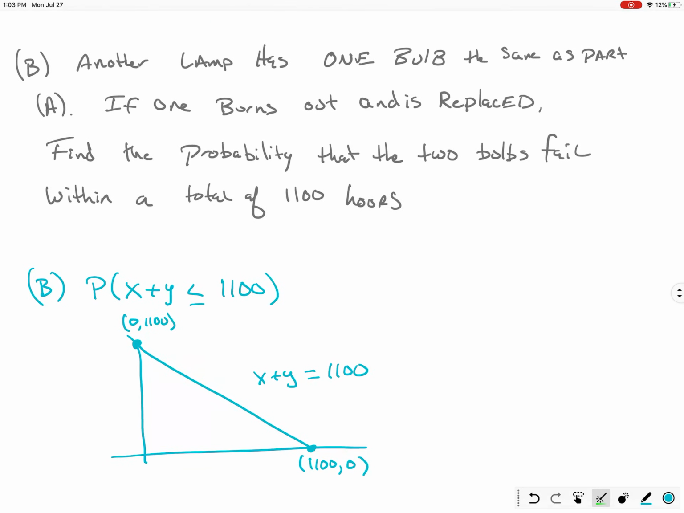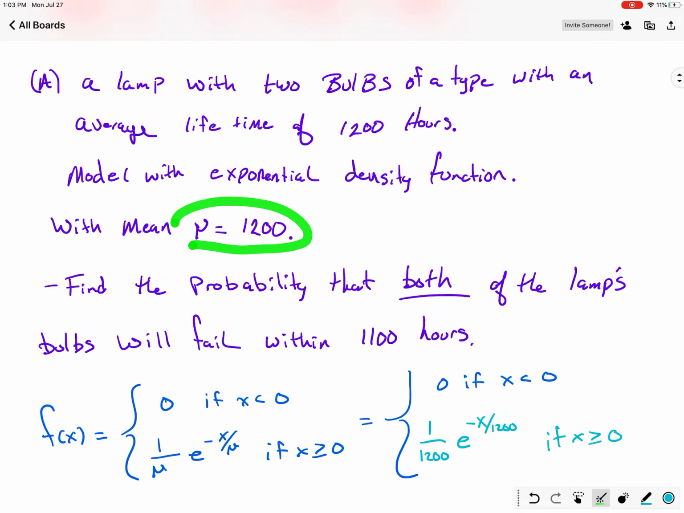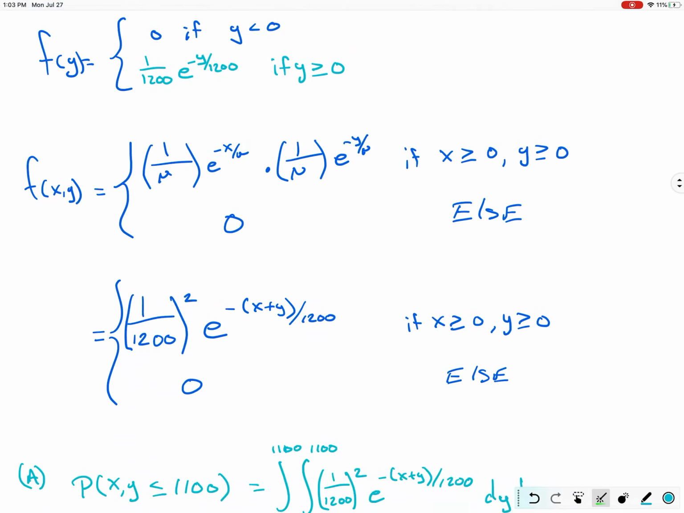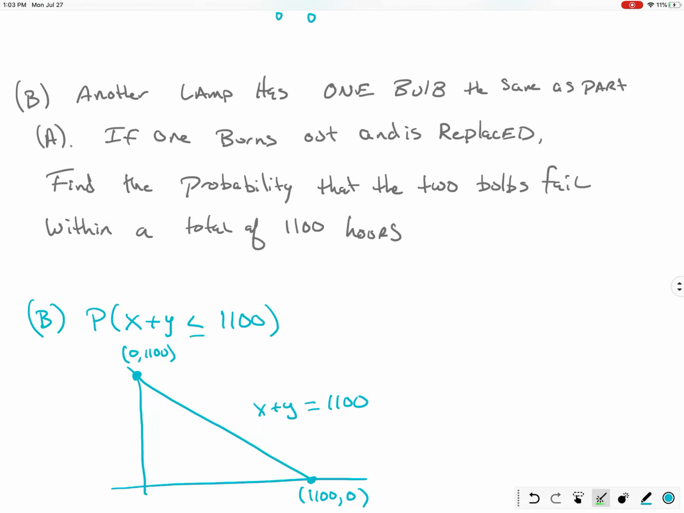So then part B is a different lamp, right? So another lamp has one bulb, so one bulb burning at a time, but the parameters of that bulb are the same as in part A, which means their average life was this mean of 1,200, and they follow this exponential density function. So the bulbs are the same, but they're only running one at a time. So if one of the bulbs burned out and then is replaced, find the probability that the two bulbs fail within a total of 1,100 hours.